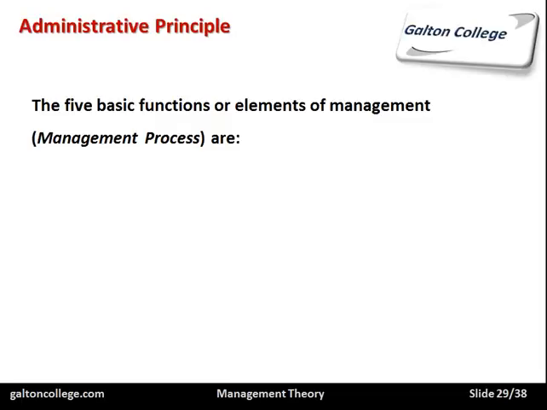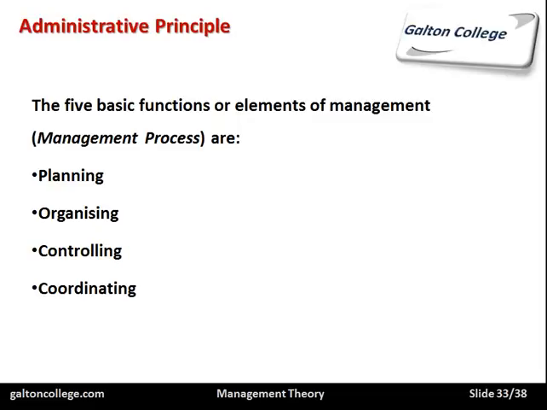The 5 basic functions or elements of management, the management process, are planning. So it's important, according to this view, to have adequate planning. The work must be organized. The business must be organized. It should be controlled. It should always be under control. Otherwise, it's inefficient, it's out of control, and it may be moving in the wrong direction. So it should be controlled, and it should be coordinated. It should all be linked together. It should all function as a unit.